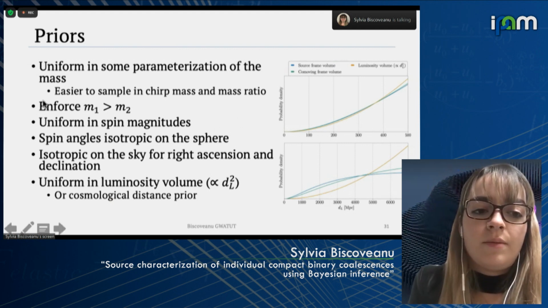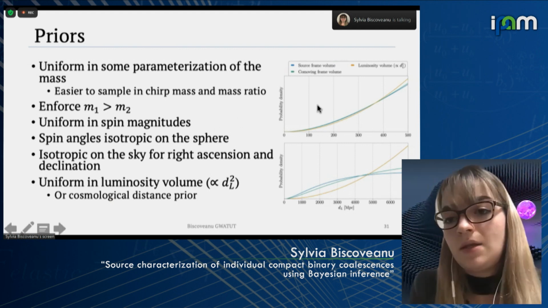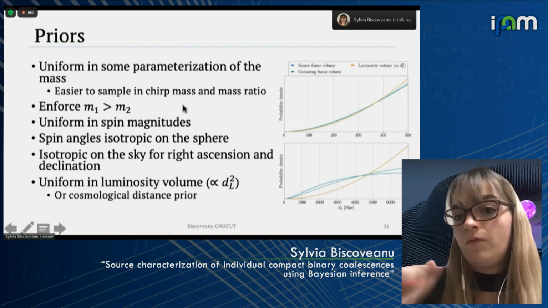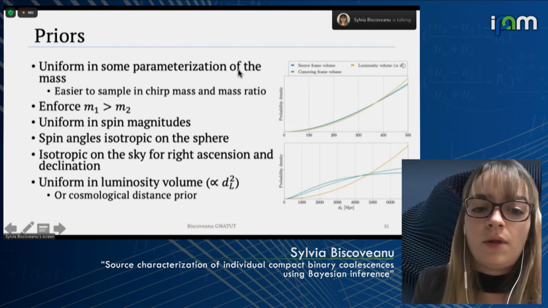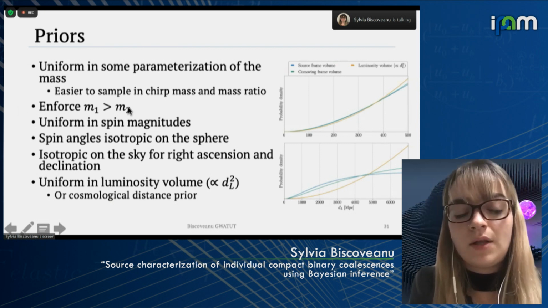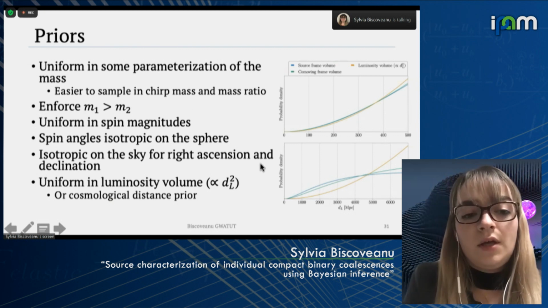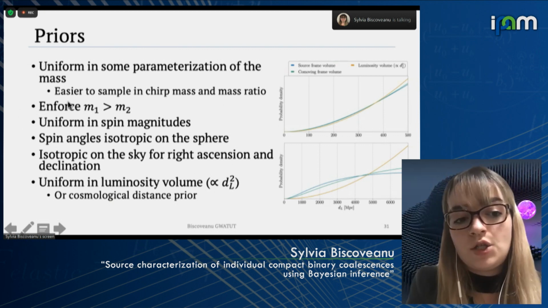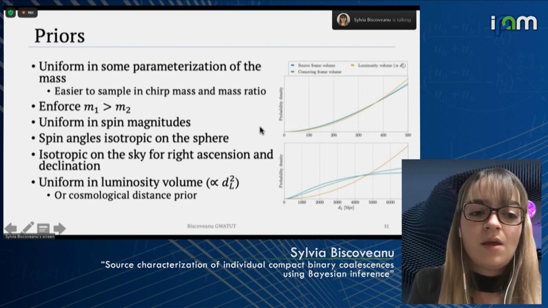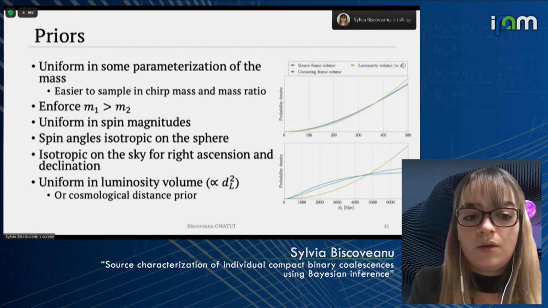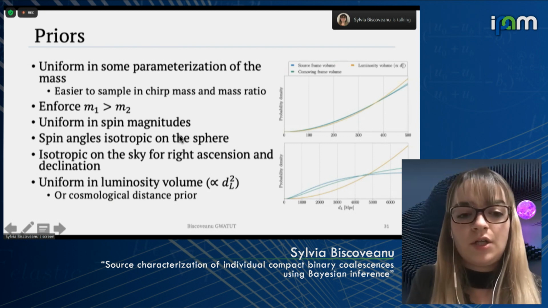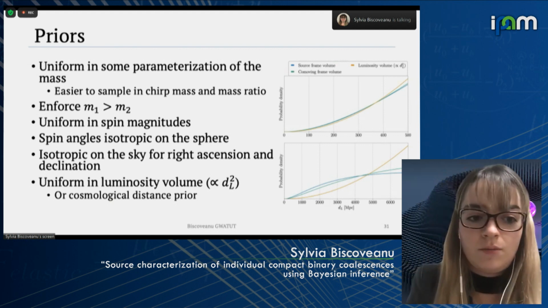And so the easiest choice is just to sample in the chirp mass and the mass ratio, again, because the chirp mass is the best measured parameter. And so that parameter will converge the quickest to its true value, and that will help the sampling. And again, we have to enforce in the prior that the primary mass is greater than the secondary mass. And now here, for the spin degrees of freedom, we typically assume that the spin magnitudes are uniform between 0 and 1, which is the maximal spin for a Kerr black hole, and that the angles are isotropic on the sphere. So the tilt angles, and that's why we choose to use that parametrization. And then the azimuthal angles are just also assumed to be uniform.